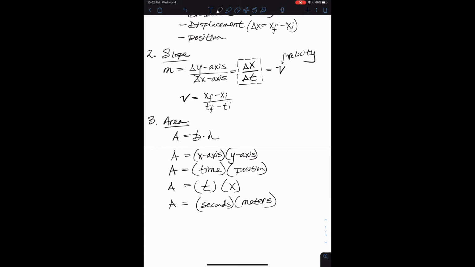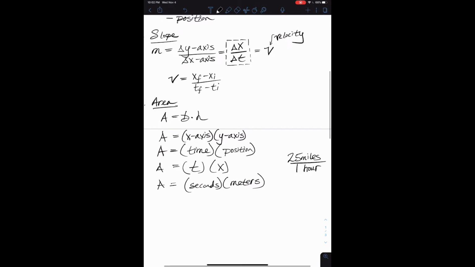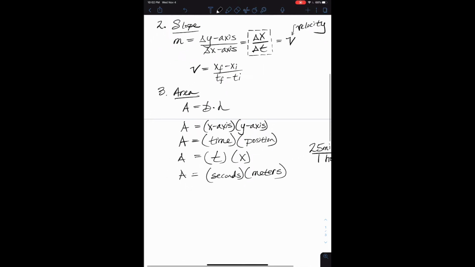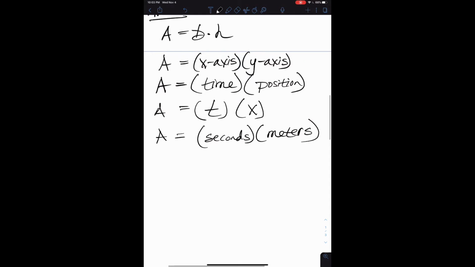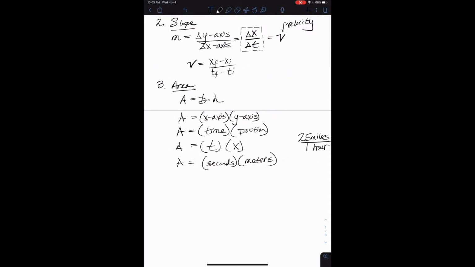Now you might say, well, when I drive to school, I drive 25 miles per hour. But there, the per is the division sign, and there's no division sign going on here. So this is different right here, 25 miles per hour. This area here is saying you take your time and you multiply by your distance, and that just doesn't make sense. So actually the area ends up being nothing useful, meaning it's just meaningless.